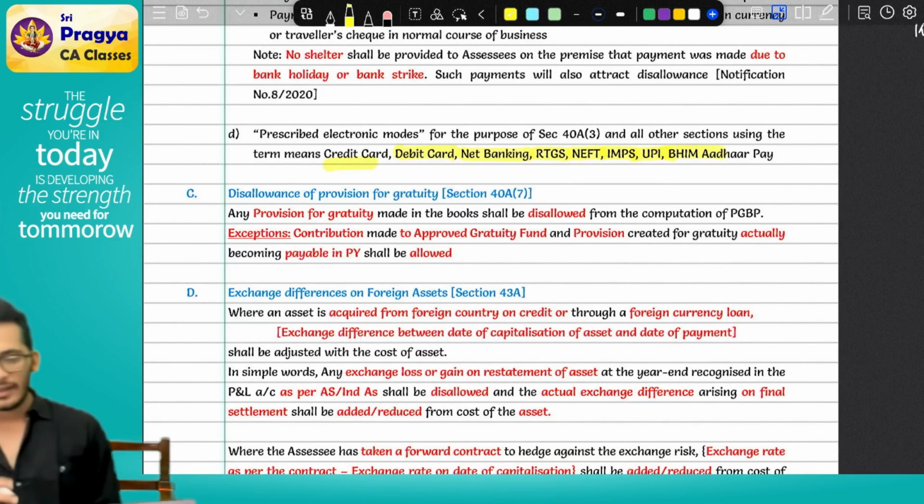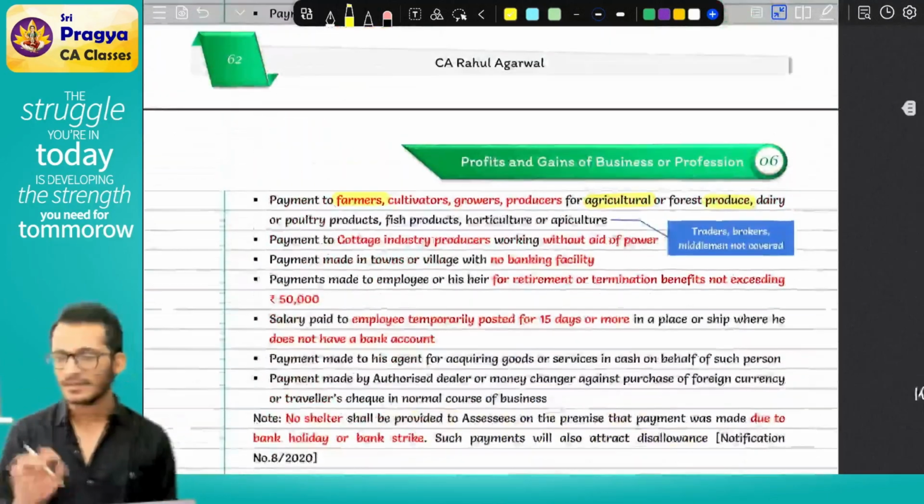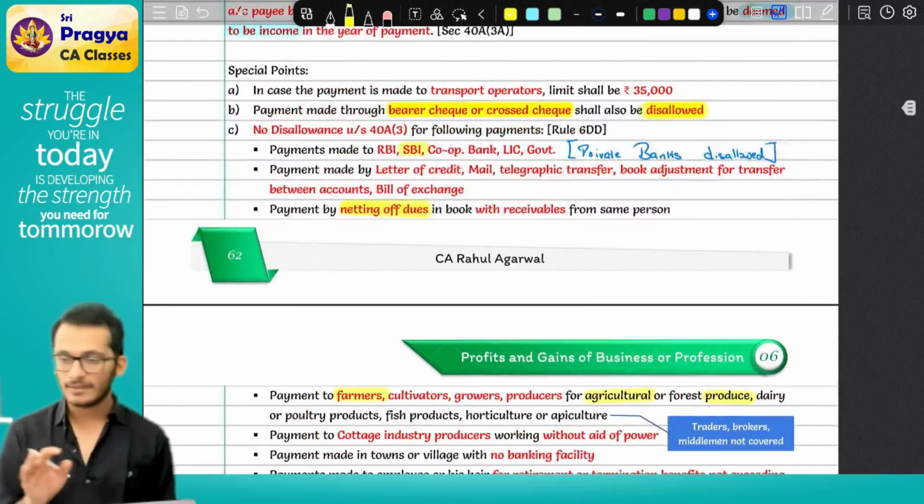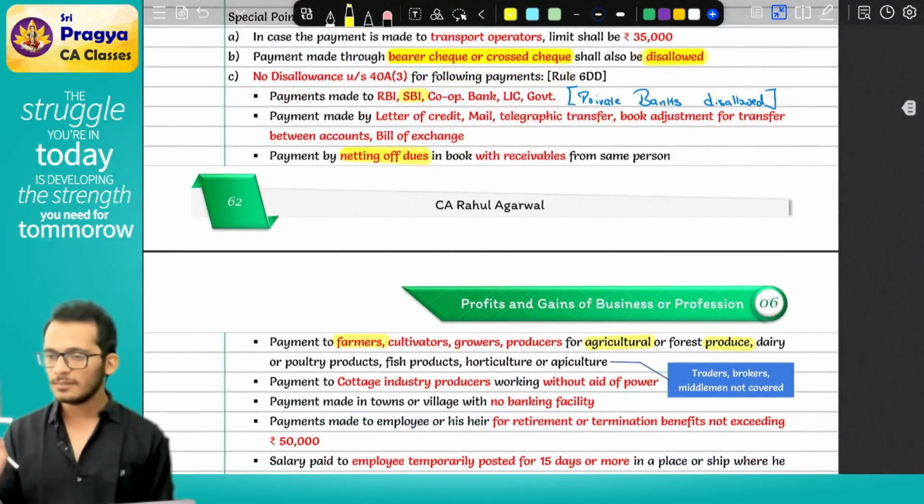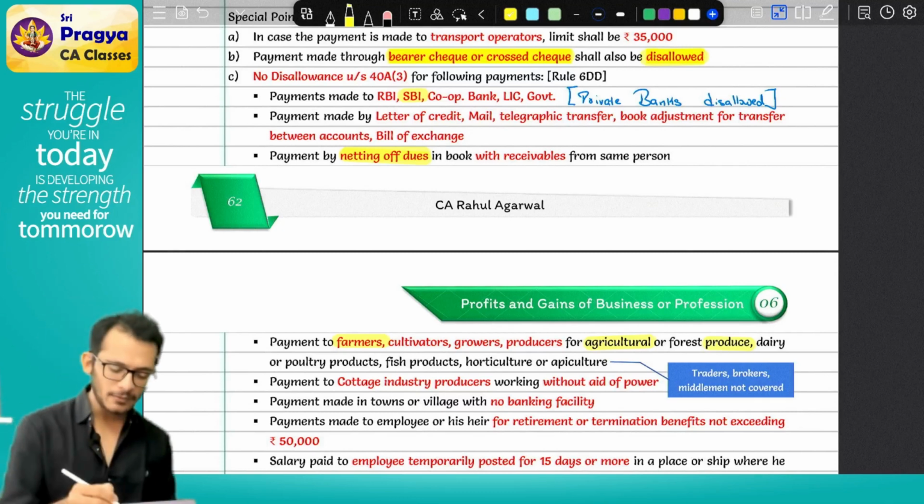Yes or no? Yes. Rahul, now from an exam perspective, do I have to read everything? Not required. Not everything comes in the exam. I'm telling you a few things, mark them out. Read that much from the exam perspective, it is enough. Okay. Item number 1, payment made to banks.